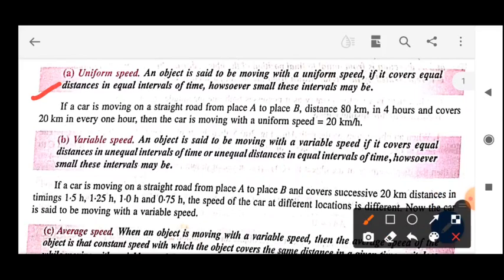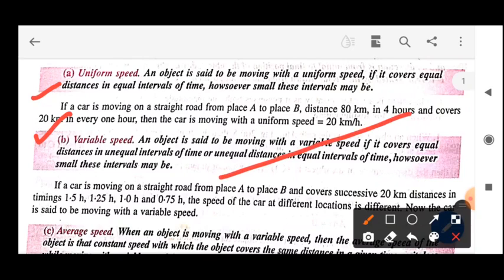An object is said to be moving with a uniform speed if it covers equal distances in equal intervals of time, howsoever small these intervals may be. So here, for example, I will take this one. If a car is moving on a straight road from place A to B, the distance is 80 kilometers.